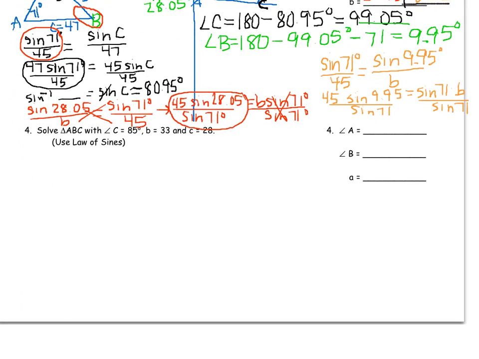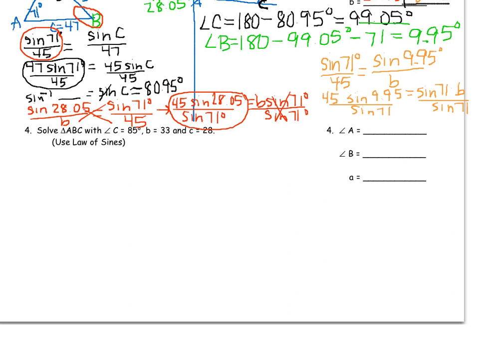Number 4, it says solve triangle ABC with angle C equal to 85 degrees, side B equal to 33, and side C equal to 28. So we use this when we have side angle side or side side side. That's when we know we use the law of cosines.